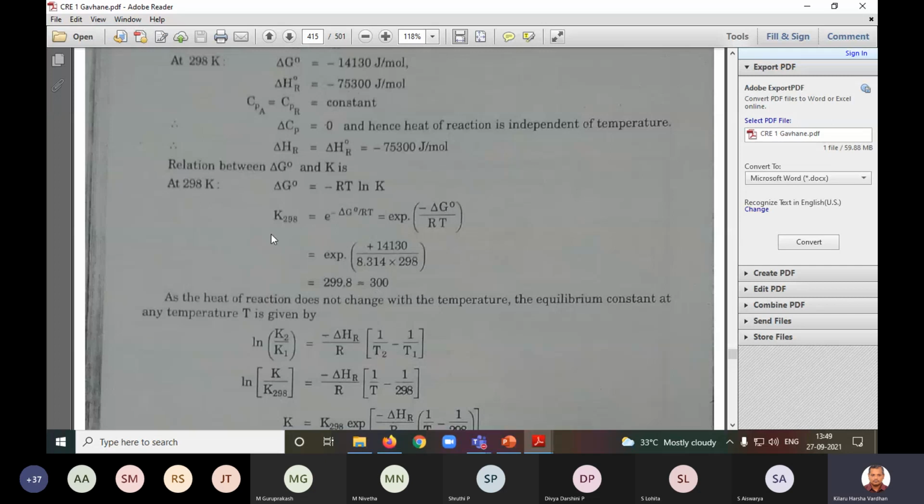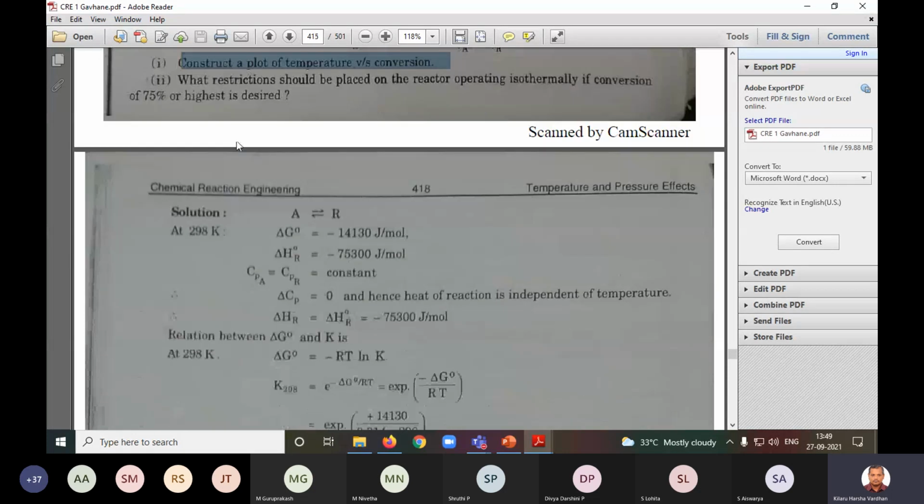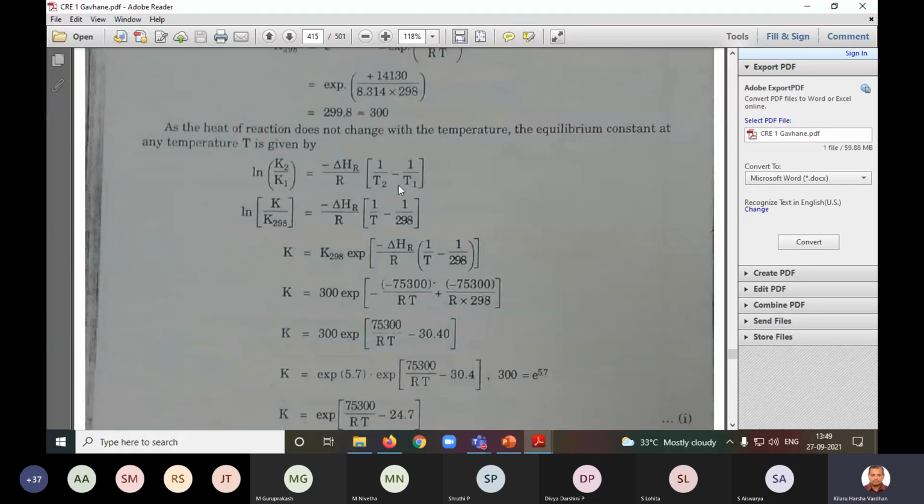But we don't know K at higher temperature because the temperature ranges from 0 to 100. At 100, we don't know what K is. That we will do by this relation. We know that ln K2 by K1 is minus delta HR by R into 1 by T2 minus 1 by T1. T1 is 298, and T2 is any temperature you have to take, so we need to get an equation in terms of T. So ln K by K298 is minus delta HR by R times 1 by T minus 1 by 298. If you substitute delta HR and all, we get one equation, with K at 298 being 300.